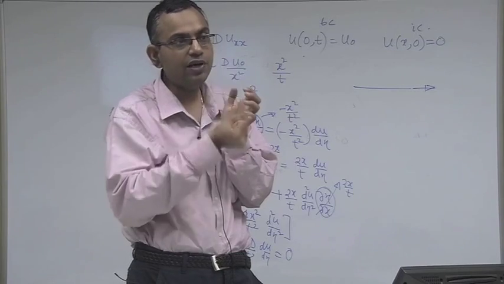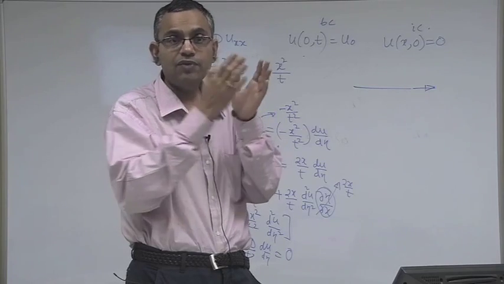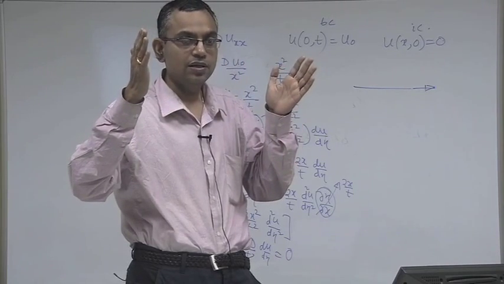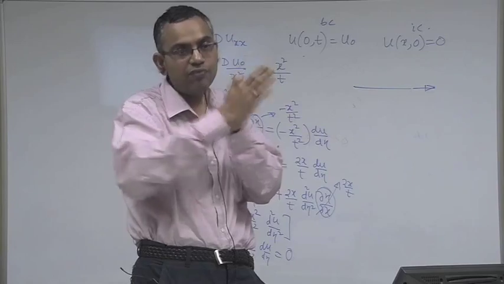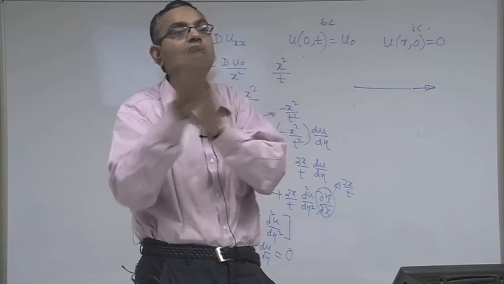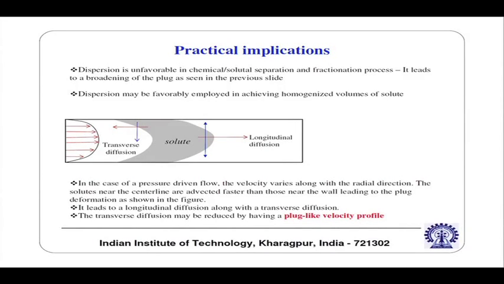So you can separate different species from a collection of species, but this separation becomes difficult if the band is wide, because then you may not be able to distinguish one species from the other. By the time one species has left the channel, the other species has already come and overlapped with the band. It becomes difficult for you to separate. However, dispersion may be favorably employed in achieving a homogenized volume of the solute, okay. If you want uniformity in the solute concentration, then diffusion helps in mixing, the dispersion helps in mixing.